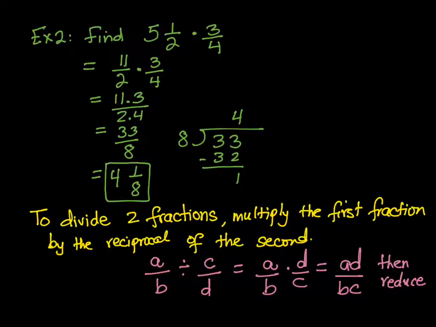Okay. Now to divide two fractions, we multiply the first fraction by the reciprocal of the second. So if you have A over B divided by C over D, then you do A over B times D over C. And then same thing, you always have to reduce.